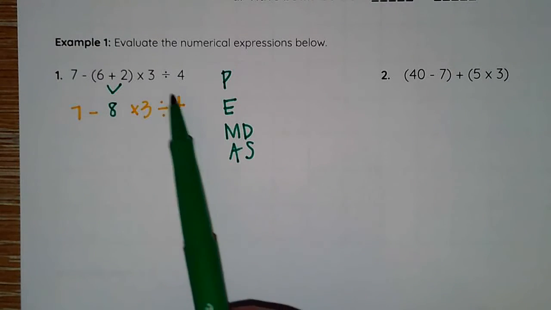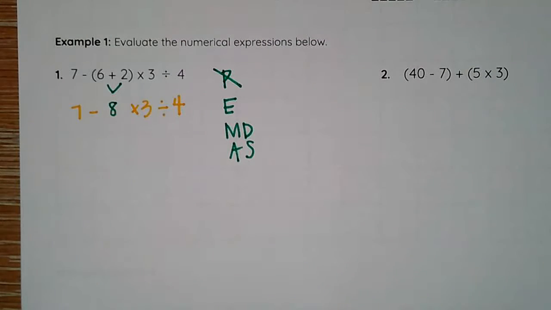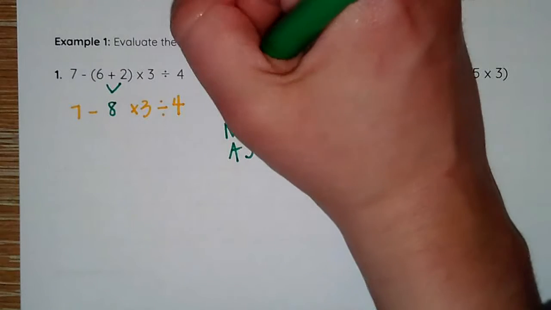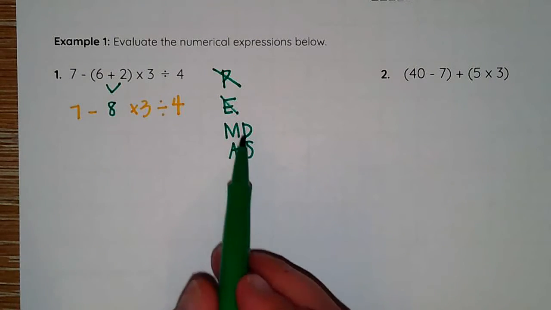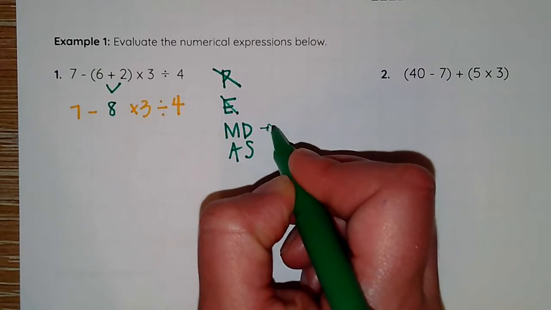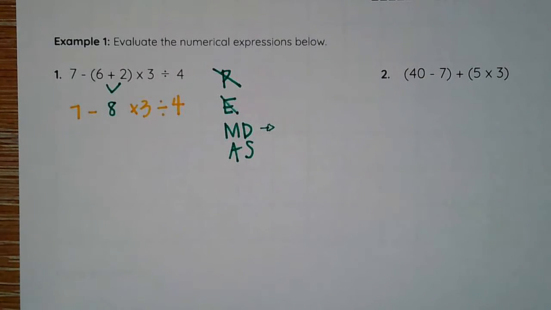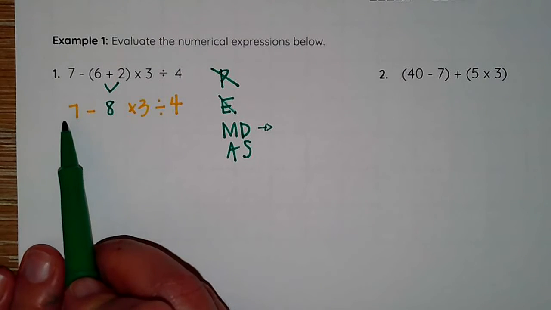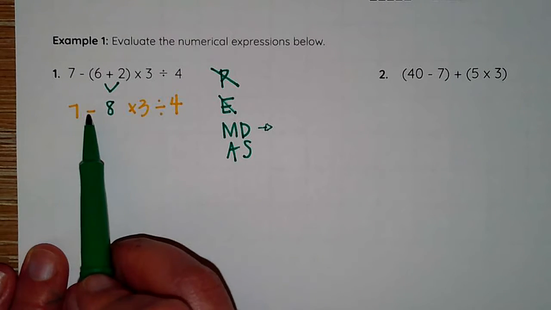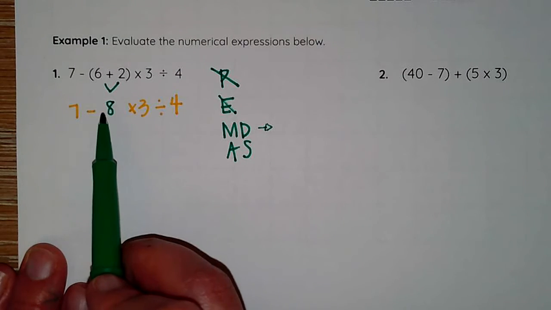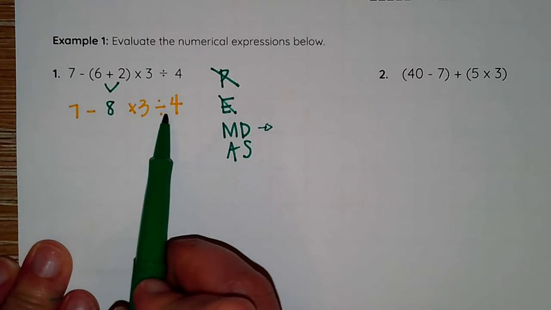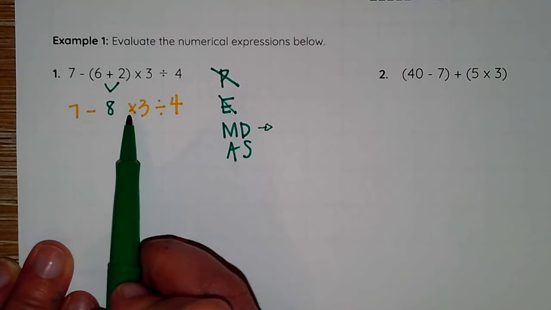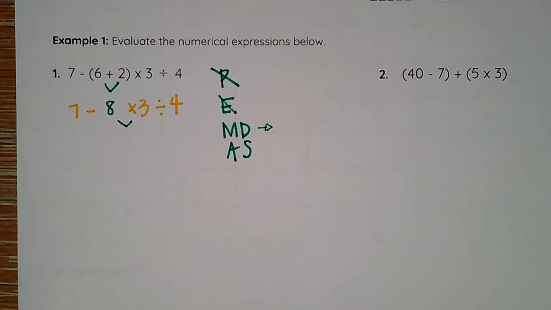I have no more parentheses, so I can cross the P out. I look and I don't have any exponents either. So I'm on to my multiplying and dividing. Remember, multiplying and dividing, I determine which to do first by moving left to right. I start at the beginning of my expression and I move. This is subtraction, so I don't go there yet. Here's multiplication first. I have division also, but my multiplication comes first, so that's where I go.